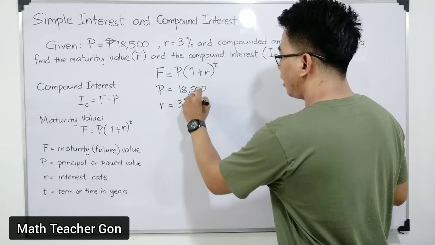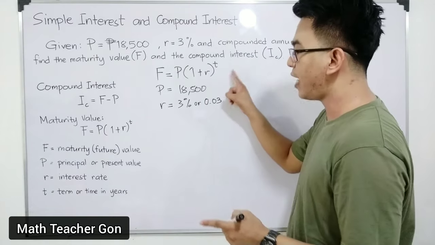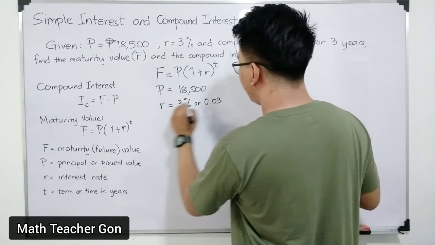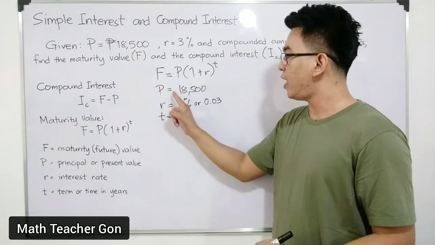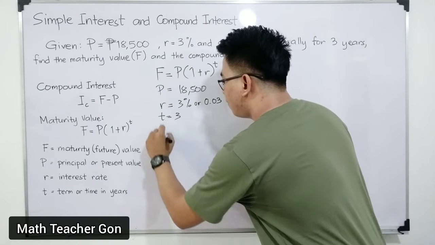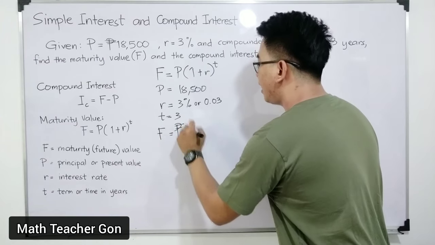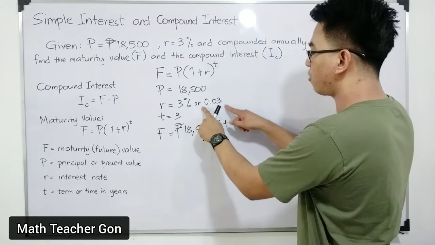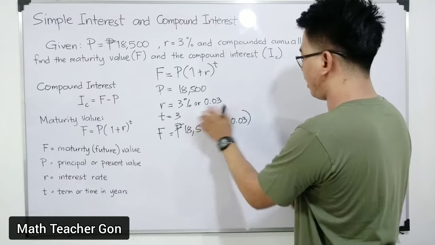So, ang equivalent nito is 0.03. Next naman natin is yung time. Yung time naman natin is compounded 3 years. So, 3. So, ang T natin is equal to 3. So, using these values, your P, R, and T, you will substitute this sa ating formula. So, your F is equal to the principal, which is 18,500 pesos times 1 plus your rate, which is 0.03, raised to T, which is 3 years.